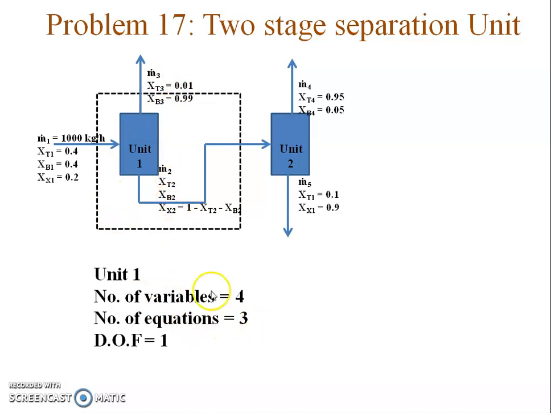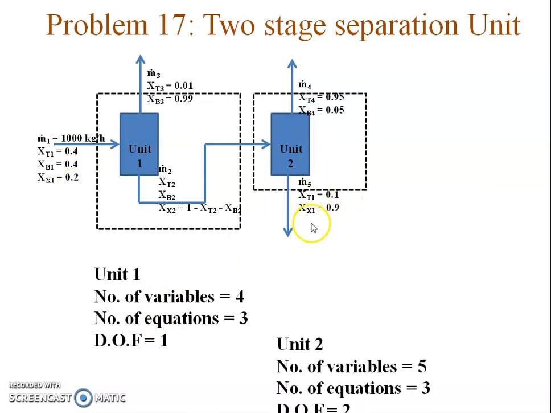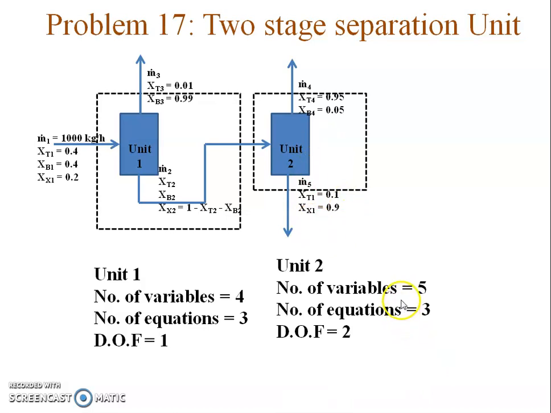How many equations do I have? Because I have 3 components, I can write 3 independent equations. So my degree of freedom is 1. Let's check unit 2. In unit 2, how many variables do I have? M4, M5 and 3 of these. So I have 5 unknown variables. How many equations do I have? Again 3. So my degree of freedom is 2. So I cannot start my calculations by taking material balance on either unit 1 or unit 2.